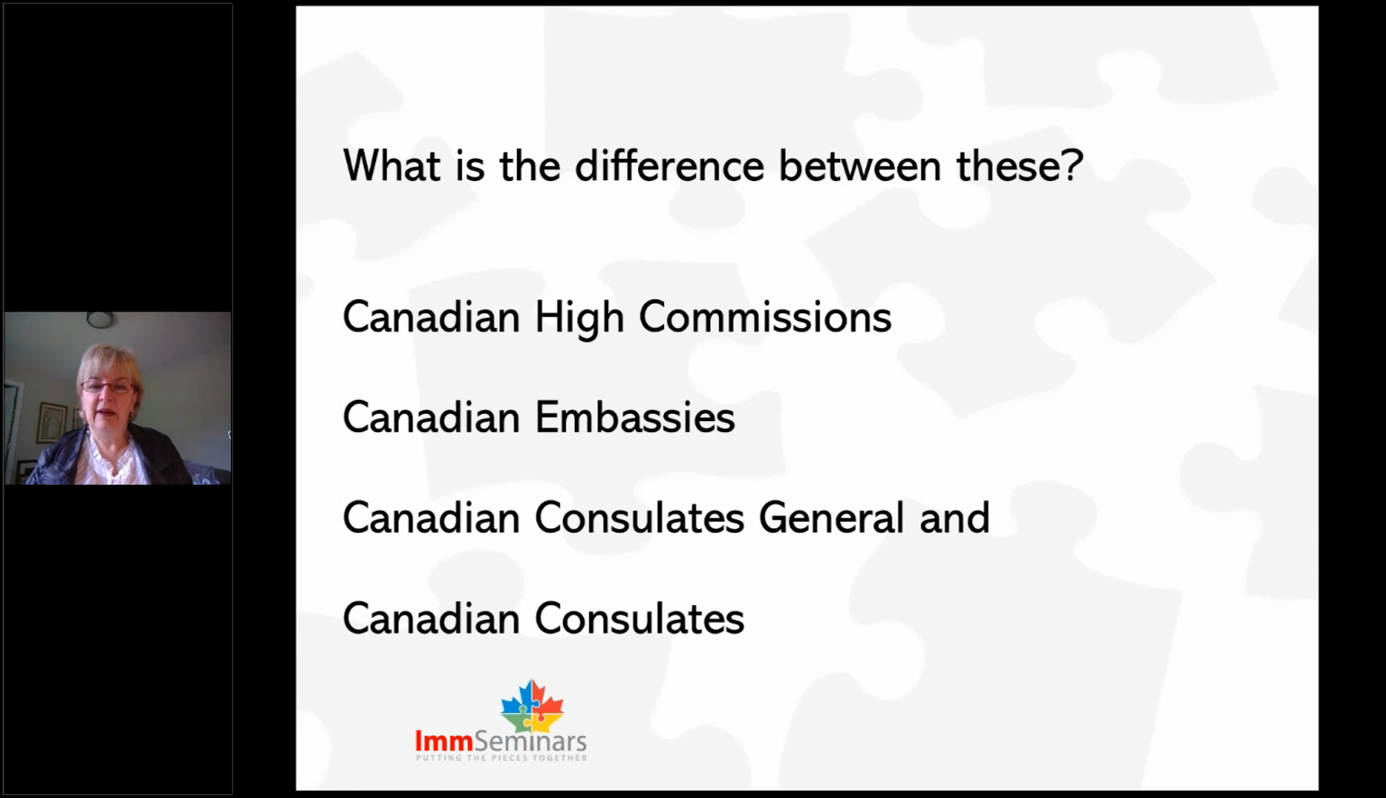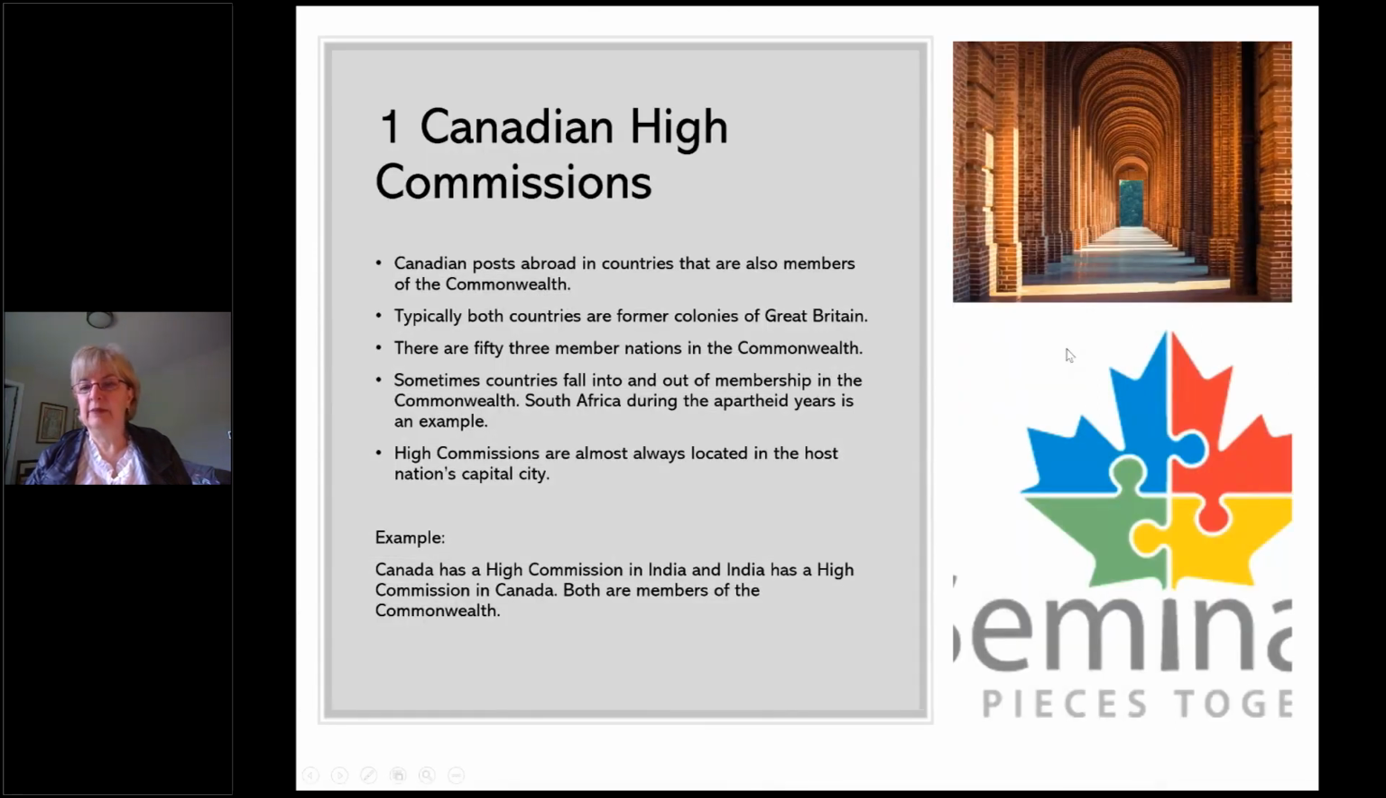So Canadian High Commissions are all in countries that are also members of the Commonwealth. Canada is a member of the Commonwealth, and the other countries where we have high commissions are members of the Commonwealth. Commonwealth members are typically countries that are former colonies of Great Britain. So there are 53 nations in the Commonwealth at the present time. The Commonwealth undertakes a variety of different topics that they deal with. Sometimes countries fall into and out of membership in the Commonwealth.